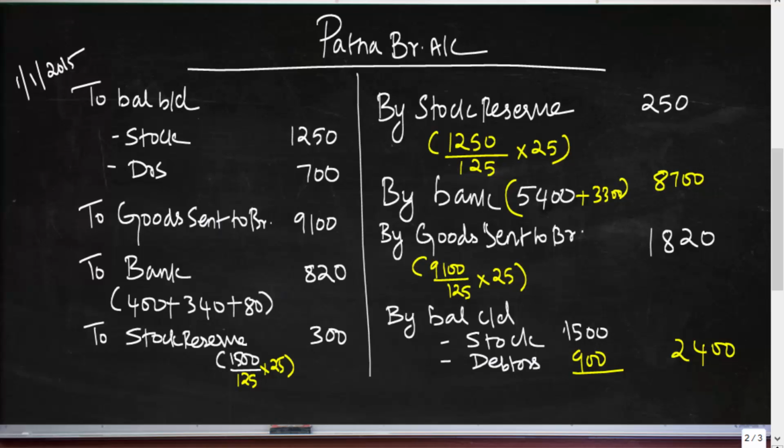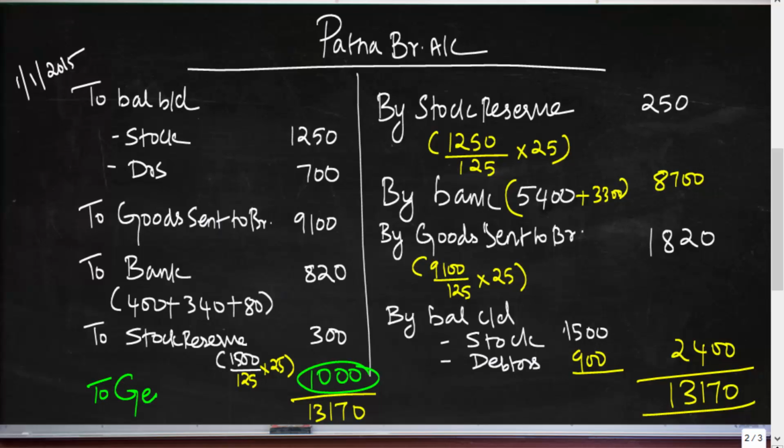Fine. So now let's total the credit side. If you total the credit side, it works out to 13,170. So write it on both sides. 13,170. So on debit side, if you check, there is going to be a balance, and that balance works out to 1,000. This 1,000 is nothing but the profit of this branch. So we'll say to general P&L account. To general P&L account, it works out to 1,000.